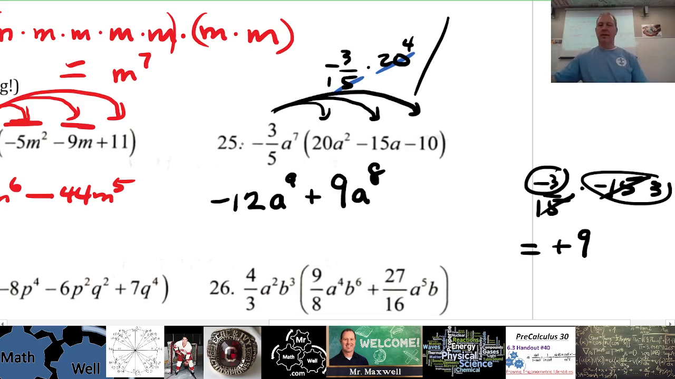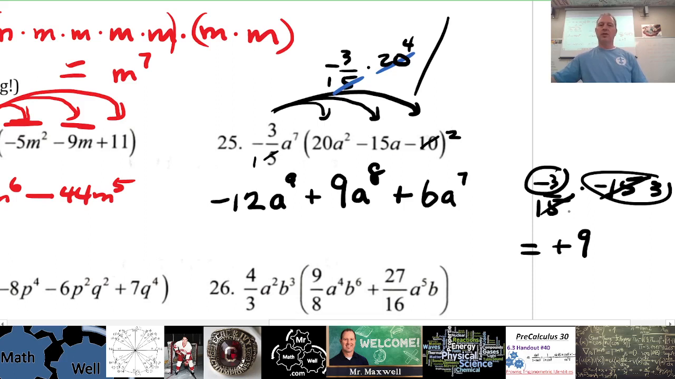And then finally, again, negative 3/5 times negative 10, that's going to be a plus. You can just do this mentally if you want, but 10 over 5 is going to be 2 over 1. All right, so 3 times 2 is 6. And that's a to the 7, because there's no a's here.